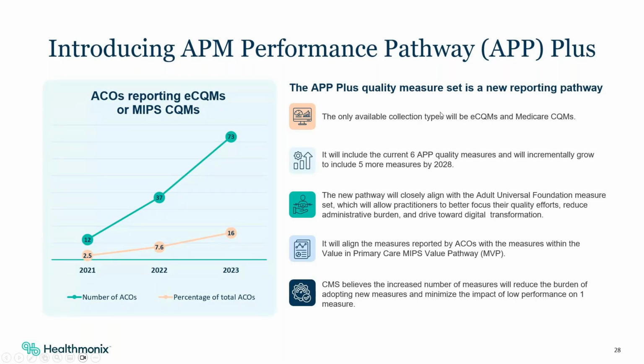These are the Medicare savings programs that are out there. It will include the current 6 measures that are there and incrementally grow to include 5 more measures by 2028. New pathways really, and this is straight from the proposed rule, really pushing around how the adult universal foundation measure set is going to drive quality reporting and quality efforts moving forward, reducing administrative burden because we're looking at things that make sense for all patients and better healthcare across the US. And it's going to align ACOs with the measures of MVPs. They want to start tracking and making sure that everybody is tracking the same data.